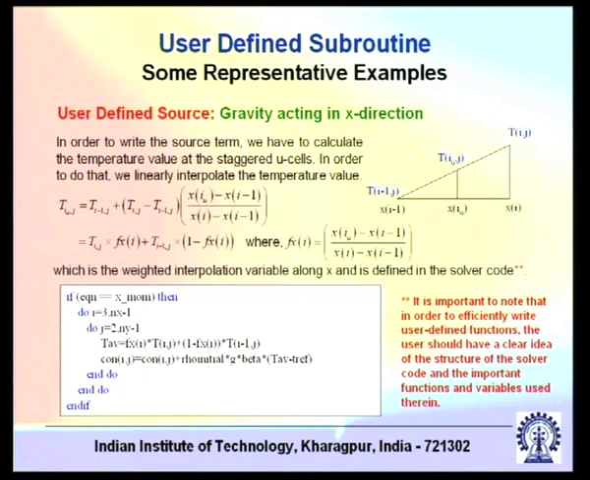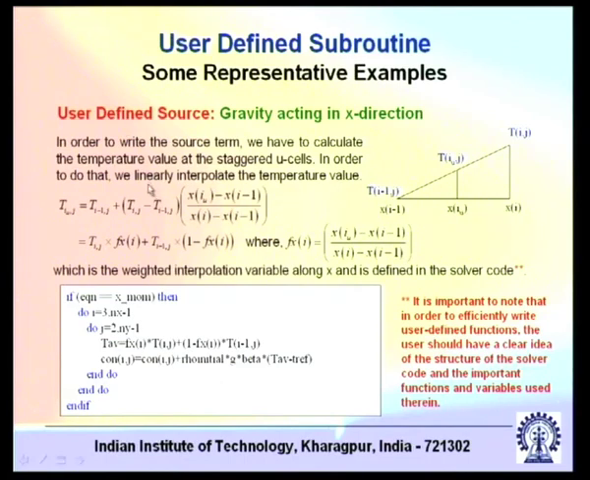So whatever it is, now you have to keep one thing in mind. If you are using a staggered control volume, what is the challenge here? You have the temperature solved at the main grid points, whereas you have to specify the x momentum source term at the staggered location. So you have to interpolate the temperature at the staggered control volume location as a function of the temperature at the main grid points. That is what we are doing in this example.